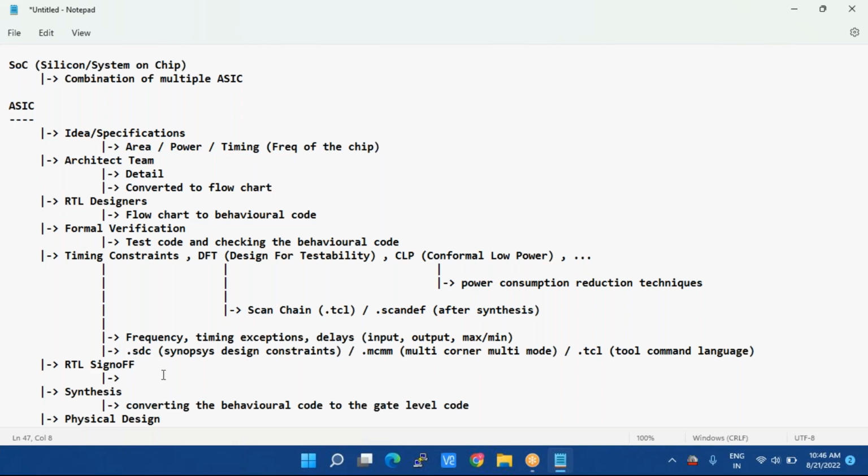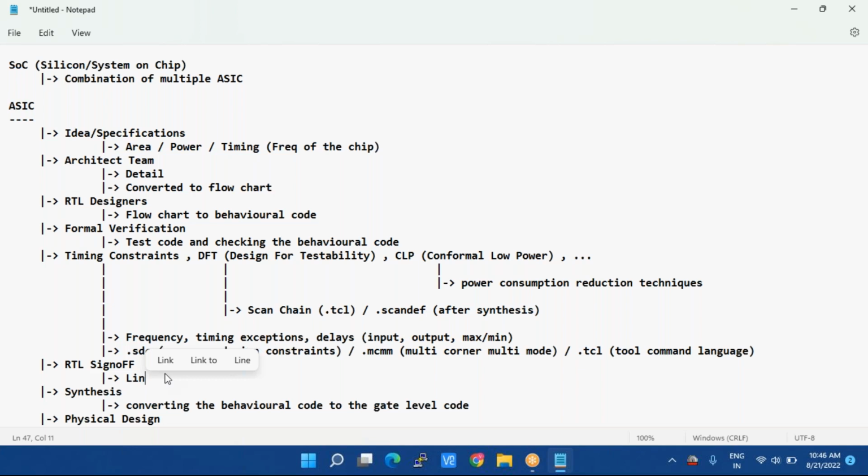So that's why there will be an RTL sign off team where all that we have done will be cross-checked. Guys, just give me a second. Sorry, there was a call.